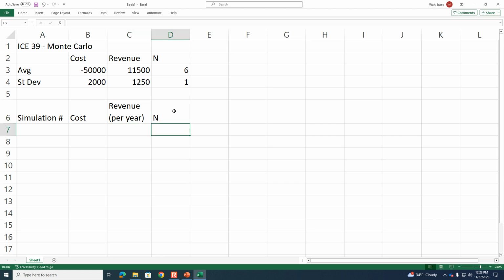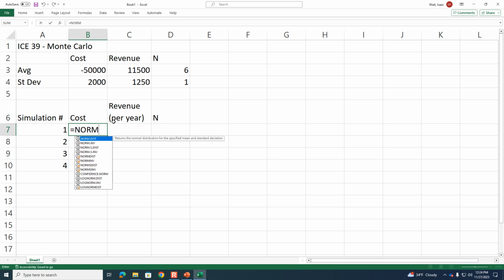And then n, which is the number of years that the equipment lasts. Okay, so just to start off, 1, 2, 3, 4, I'm going to have to drag that down through 10,000. We want to use a function that uses a random number generator and follows a normal distribution. The embedded function for that is equals NORM.INV, which returns the inverse of the normal cumulative distribution for the specified mean and standard deviation.